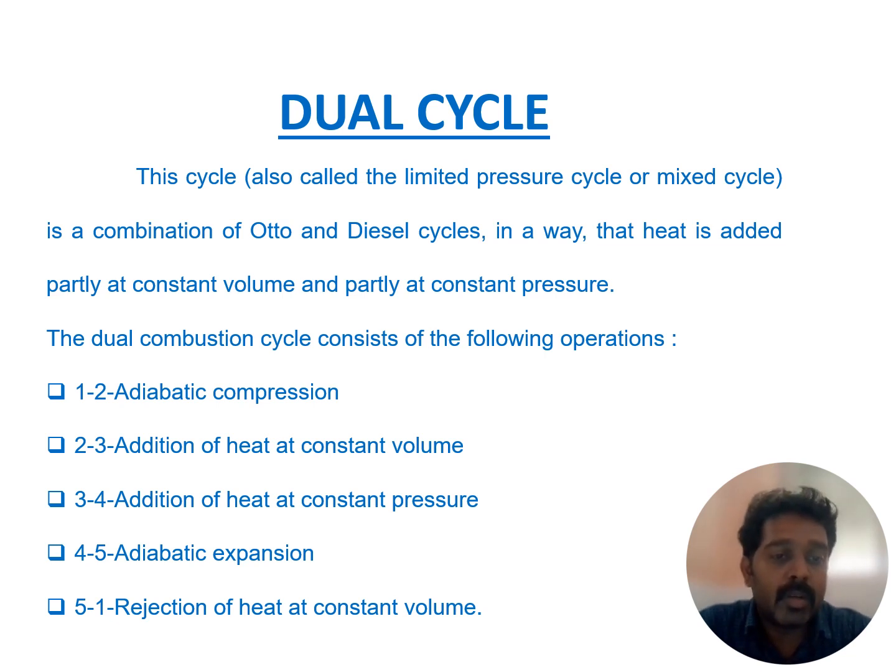The dual combustion cycle consists of the following operations. The first process, 1 to 2, is the adiabatic compression process, and the second process, 2 to 3, is heat addition at constant volume. Then the third process, 3 to 4, is heat addition at constant pressure, and 4 to 5 is the adiabatic expansion process, and the last process, 5 to 1, is heat rejection at constant volume.